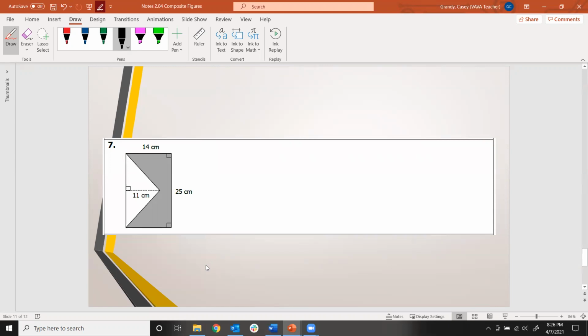Why don't you try this one? Find the area of the shaded region. Try that now.